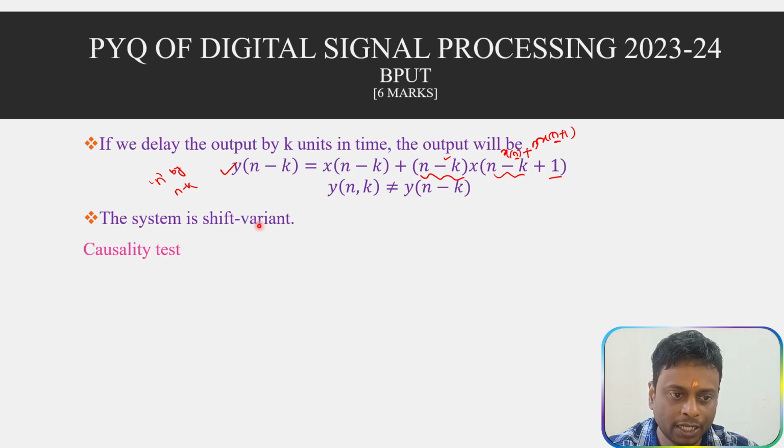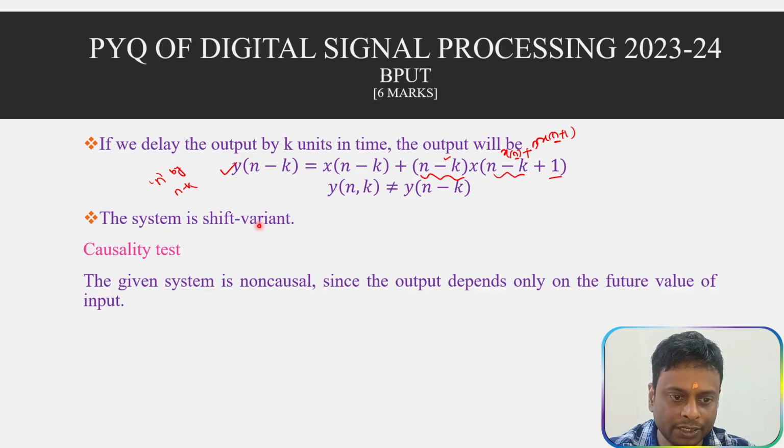Now the causality test. In this case, the system is non-causal because you can see the output depends upon the future value of the input. That is why the system is called non-causal.